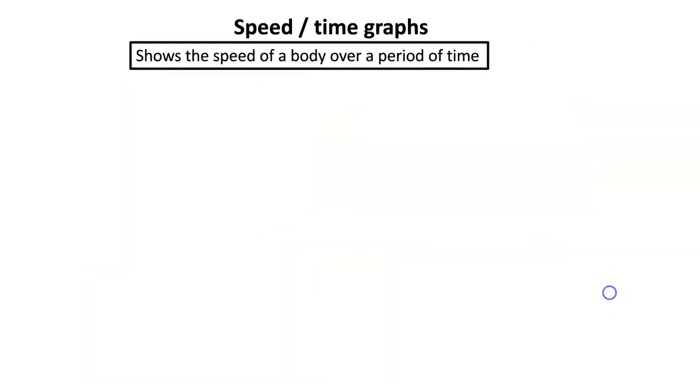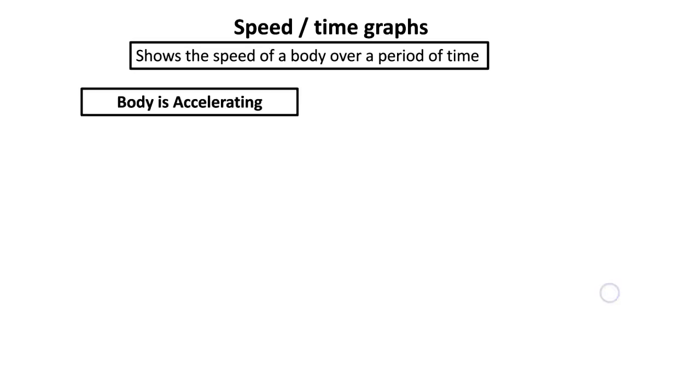We then need to be aware of speed time graphs. A speed time graph shows the speed of a body over a particular time, and the gradient of the curve indicates the acceleration or deceleration of the body at a particular instant, or if it's just at constant speed. So if a body is accelerating, the horizontal axis will be time, the vertical axis will be speed in meters per second, and the line will have an upward curve.